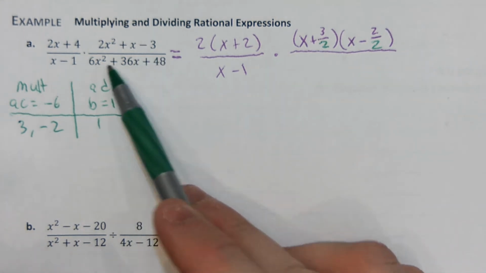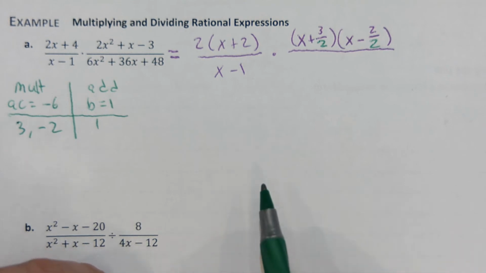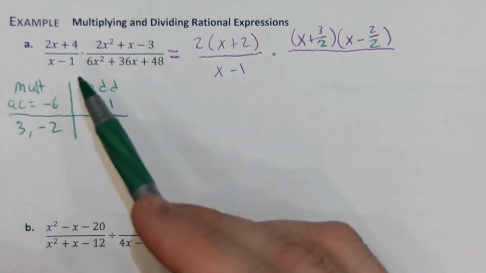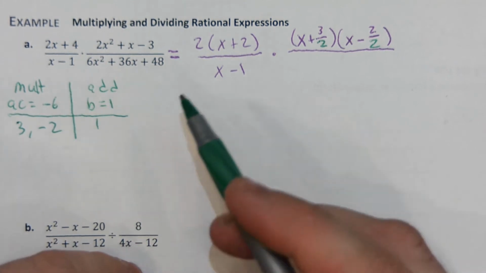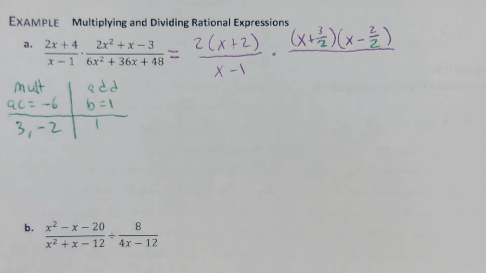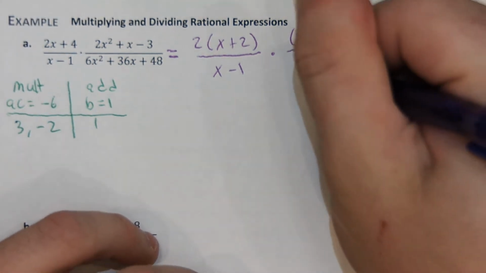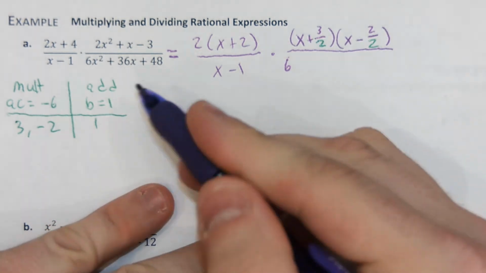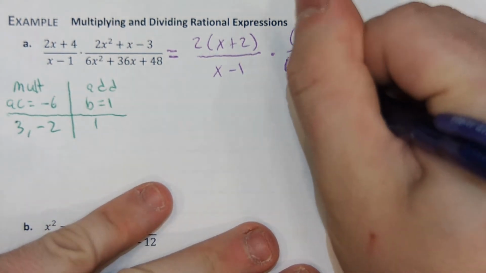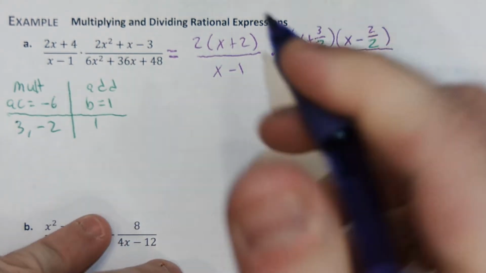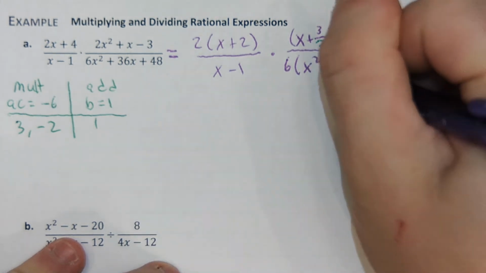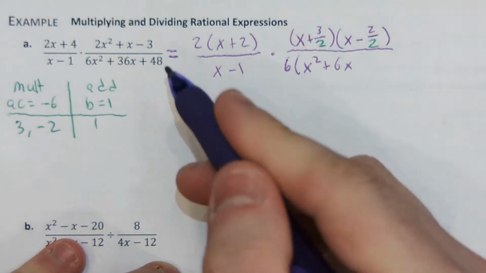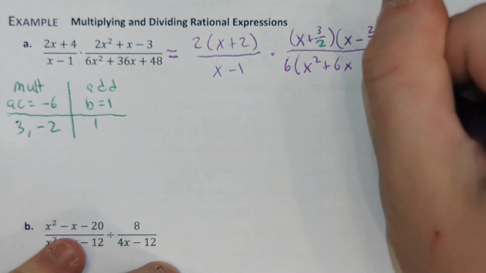Well, there's a GCF here, and let's see, 6, 36, and 48. Looks to me like all of those numbers are divisible by 6. Okay, well that's good news, because that means that this quadratic is only going to have an x squared on the front, so it'll be easier to factor. So 36 divided by 6 is 6, and 48 divided by 6 is 8.